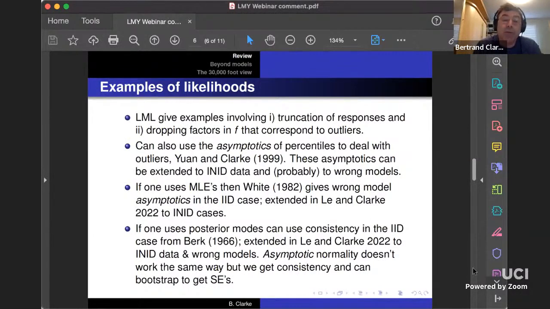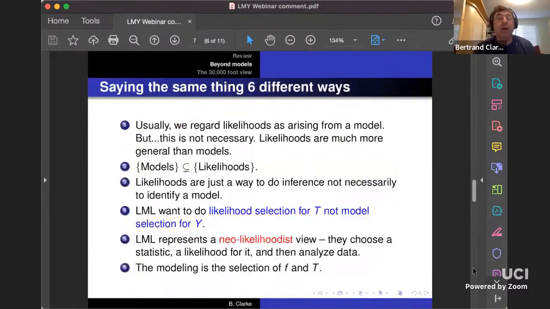There's the seminal paper from Berk, 1966, which gives the support of the posterior. And this too can be extended to non-identical data and to wrong models. On the other hand, asymptotic normality, the distributional statements, don't quite extend the same way, and I'll just leave it at that. Now, I want to say the same thing in 6 different ways to make the point, and you'll see what I mean.